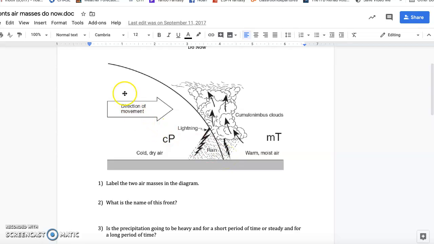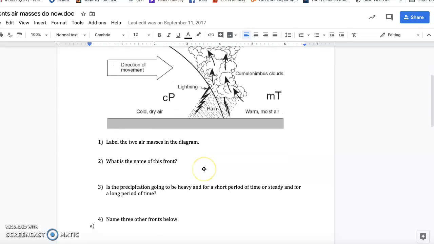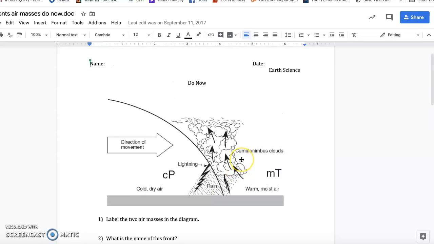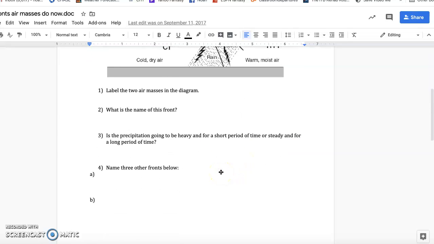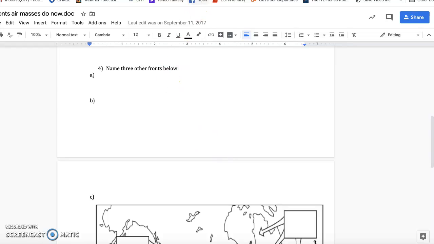This is a cold front, because this is the steep, fast-moving, high angle. We've got an anvil cloud, also known as a cumulonimbus cloud. I would know those terms, which just refer to a thunderstorm cloud that's formed at a cold front. Is precipitation going to be heavy for a short period or steady for a long period? At this location, it will be heavy for a short period. Look at that quickly rising air. And okay, we're just naming fronts. Nice and easy. Let's jump.